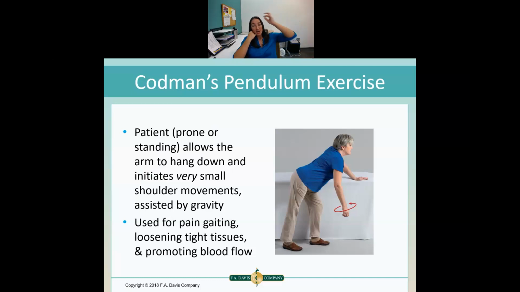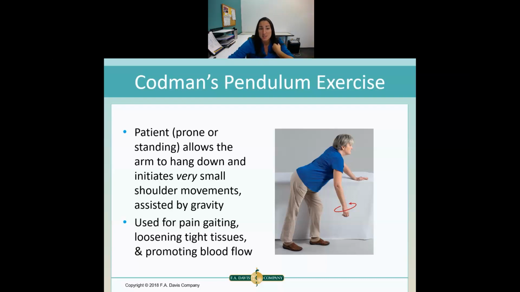Pendulum exercise. So this is typically one of the first exercises given after a shoulder surgery. The patient either lays in prone or stands. I always show it in standing. And they actually move their hips and the arm just hangs. So you're trying to relax the muscles so much that the movement of the hip causes the arm to swing back and forth like a pendulum. So your arm is not actively swinging itself, it's just hanging limp. And the body movements cause the arm to swing in different directions. So gravity is actually causing it to move.